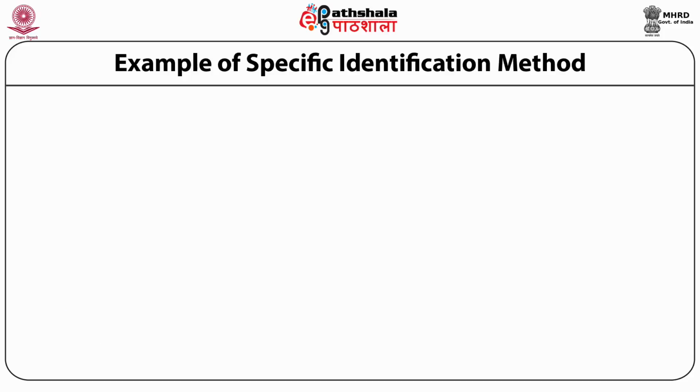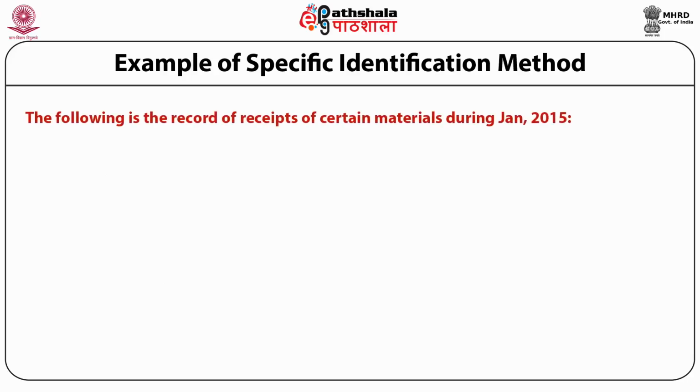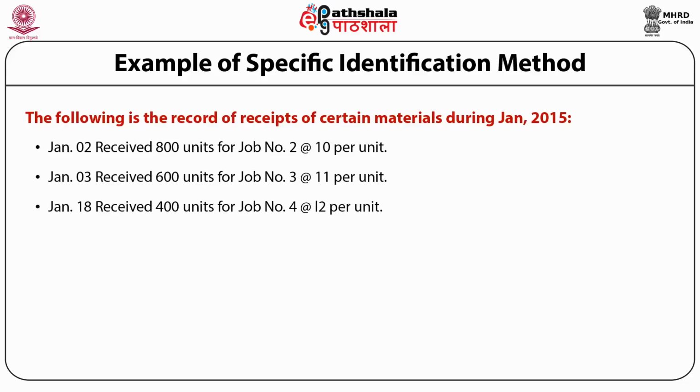Specific identification method can be better understood with the help of this example. The records of stores are given, and according to these records, material is received on 1st January, 800 units for job number 2 at the rate of 10 per unit, and on January 3 it received 600 units for job number 3 at the rate of 11 per unit, and on January 18 received 400 units for job number 4 at the rate of 12 per unit.